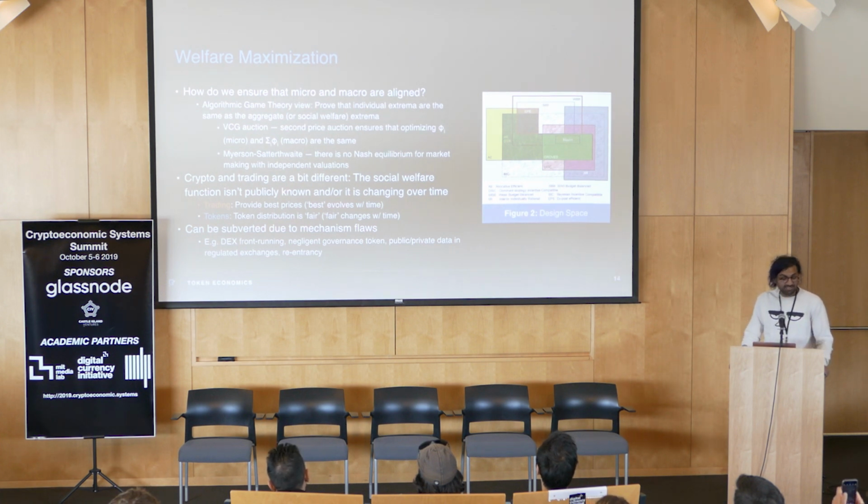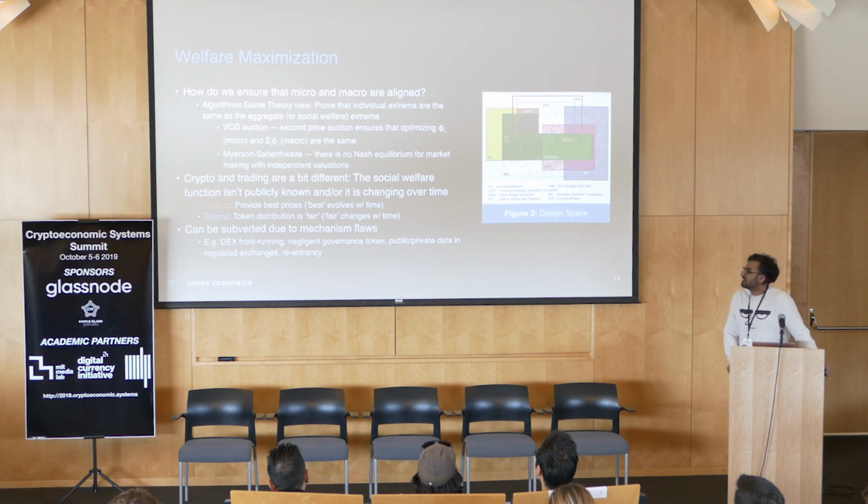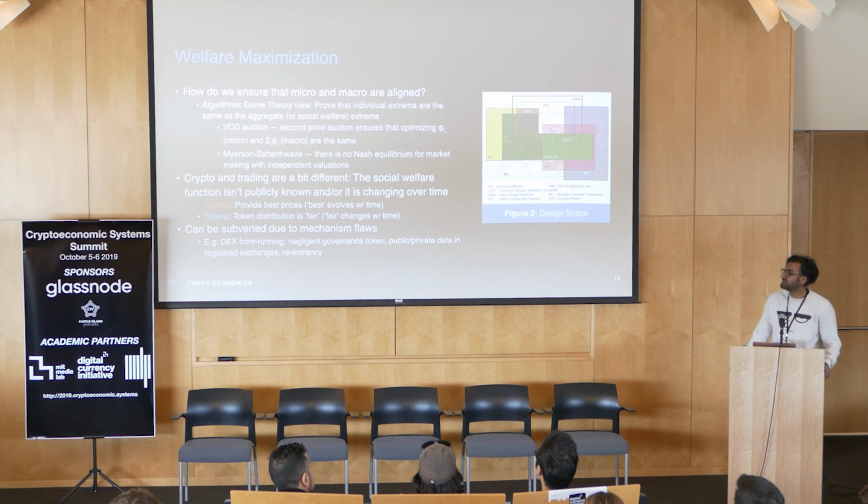Crypto and trading are interesting in the sense that they have social welfare functions that are time evolving, and these can be subverted due to mechanism flaws. Front-running DEXs, having a governance token that has no value, and then in normal markets, there's this thing between public and private data that is a weird sort of mechanism flaw.